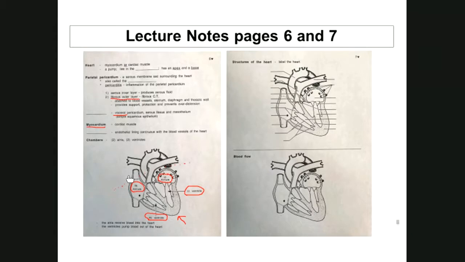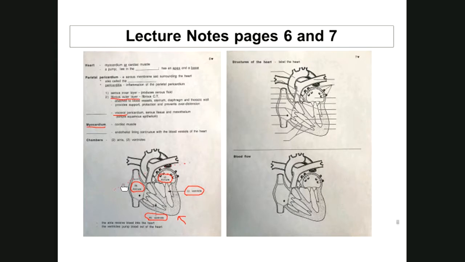Pericardial sac is P-E-R-I-C-A-R-D-I-A-L. Second word is S-A-C. Remember, it's one of the serous membranes. The visceral pericardium is on the surface of the heart itself. Visceral means organ. So you have the visceral pericardium on the surface of the heart, and the parietal pericardium is a sac around the heart. And they both secrete into the space in between there a fluid called the pericardial fluid, or a serous fluid, which reduces friction when the heart beats.